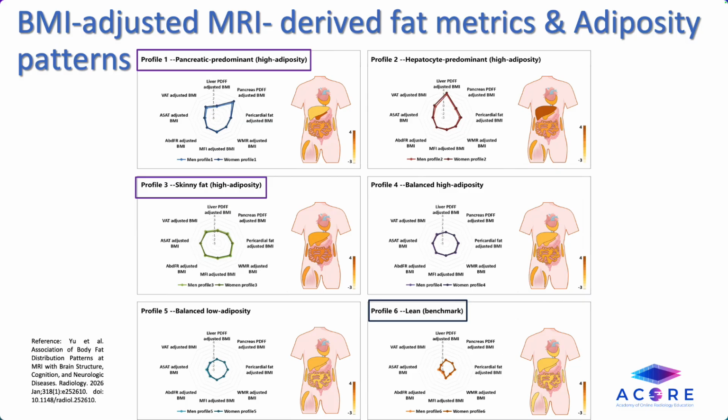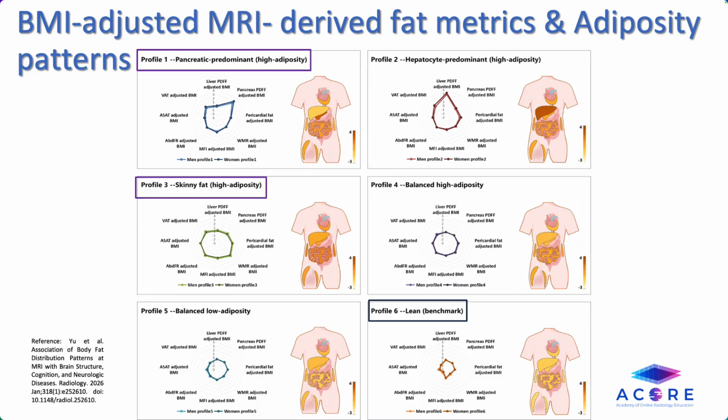In this slide, you see 6 distinct adiposity profiles derived from the data. Profile 1 was characterized by pancreas predominant high adiposity, meaning these individuals had a notably elevated pancreatic proton density fat fraction, or PDFF. PDFF is an MRI-based measure of fat content expressed as the ratio of fat signal to total signal. Profile 2 was hepatocyte predominant high adiposity with very high liver PDFF.